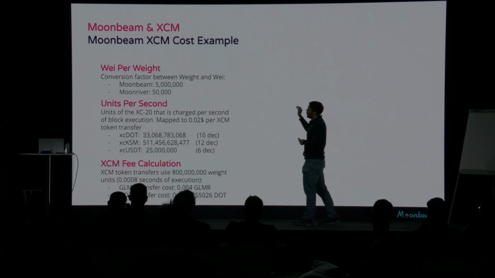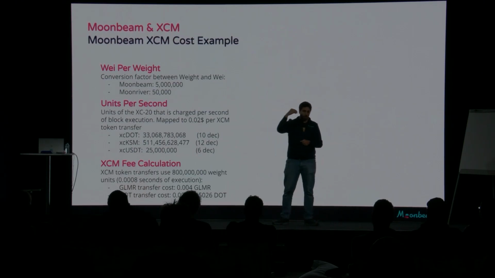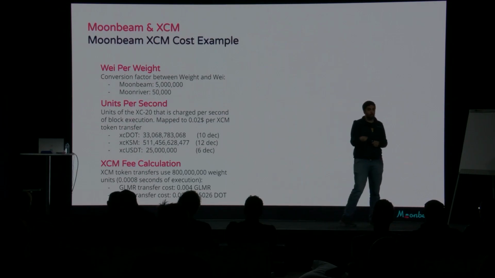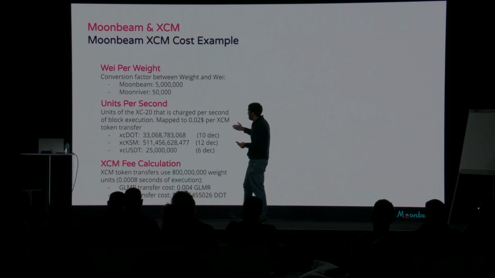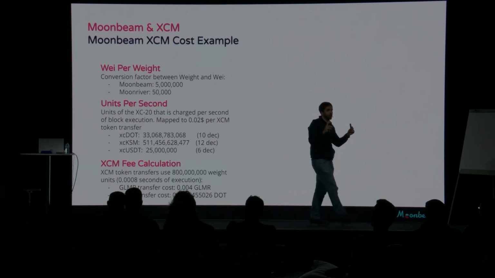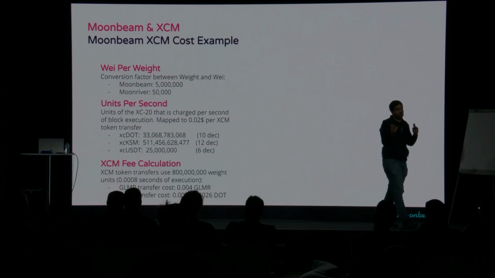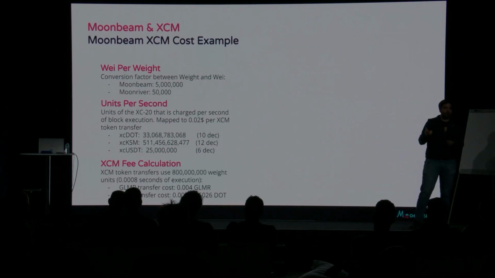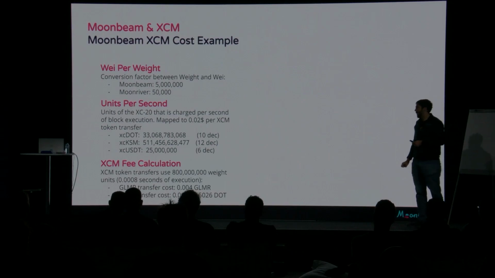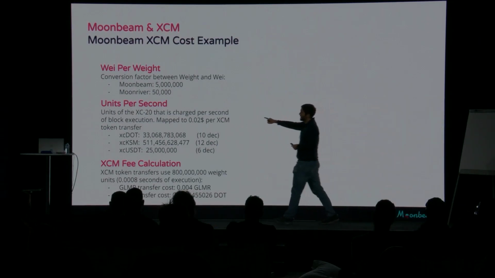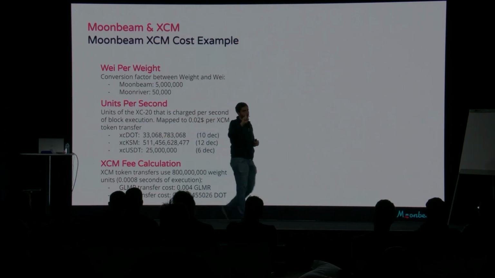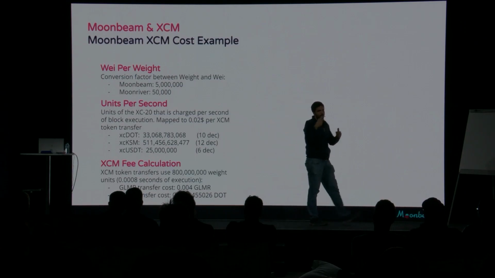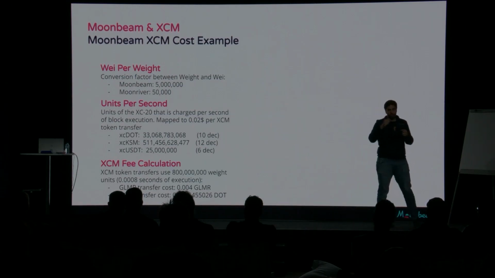But if you're sending an XCM message from Polkadot to Moonbeam sending DOT, the way that we charge in that case is basically we decided, for whatever reason, to map it to 2 cents. So basically, when you send 1 DOT, the network is going to charge roughly 2 cents of a dollar. Price fluctuates quite a lot, so this number has to be periodically updated. But the idea is that this is the amount of units of DOT that we're charging for 1 second of execution time. But we know that it doesn't take 1 second to execute that XCM transfer, so it's a lot less. So you do the math.